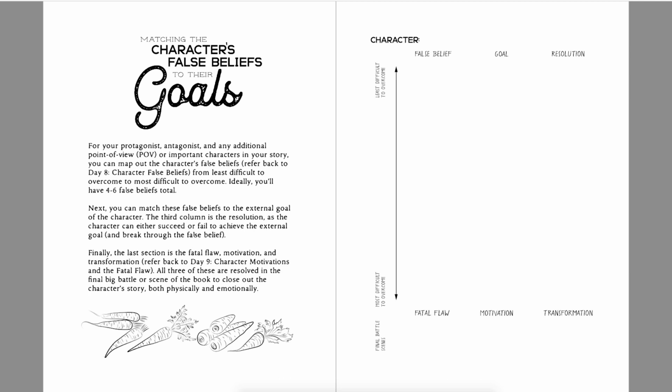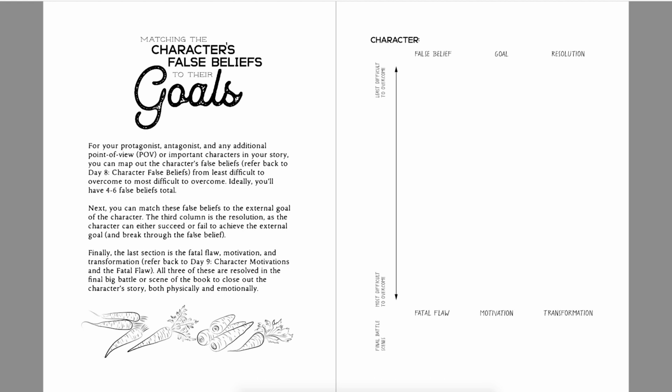That kind of makes sense, that the path the character is taking is going to get more and more difficult to overcome as the book goes on. So you can put that in the first column, this false belief, and then the fatal flaw is the one that the character breaks through in the final battle scenes.